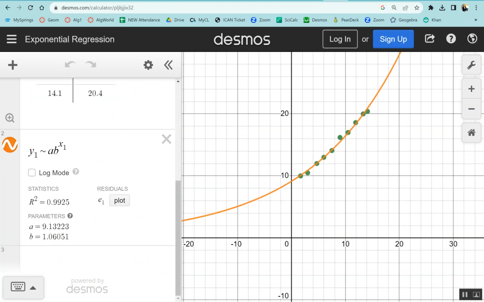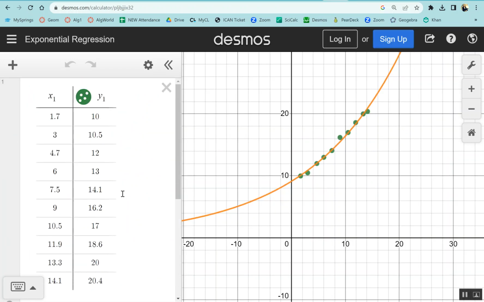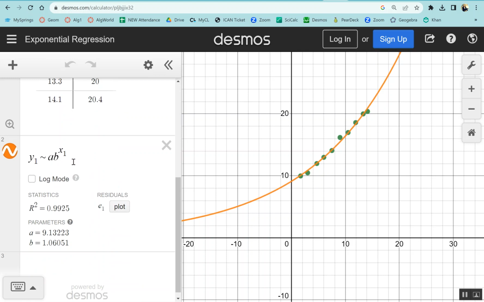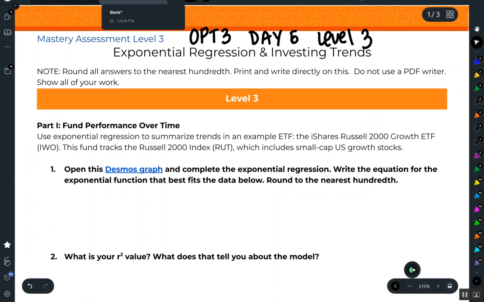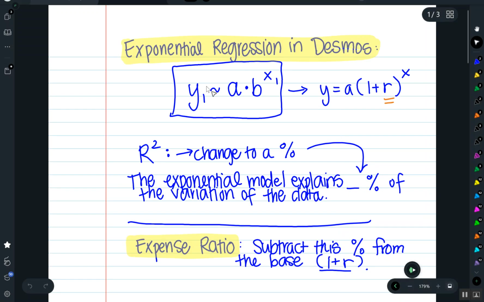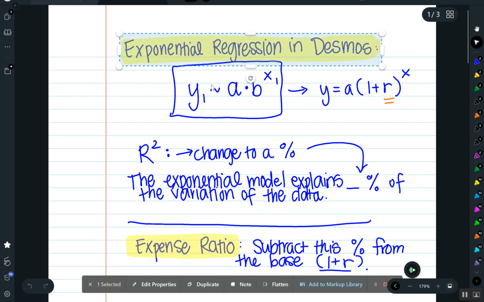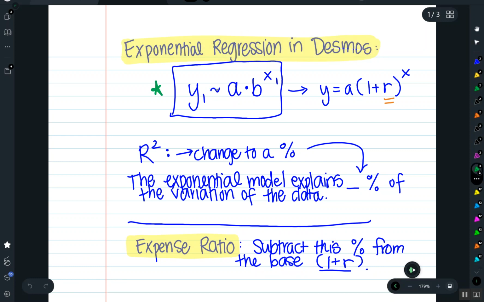I'm going to use a different example to show you how to do an exponential regression. Here's a table with some data. This is basically the equation that you're going to type for an exponential regression: y1, the little tilde, a times b to the x1 power. I have it written over here as well. This is what we have to type in.